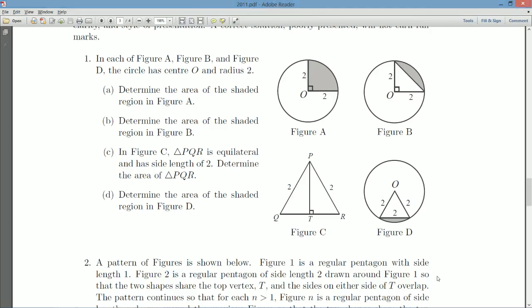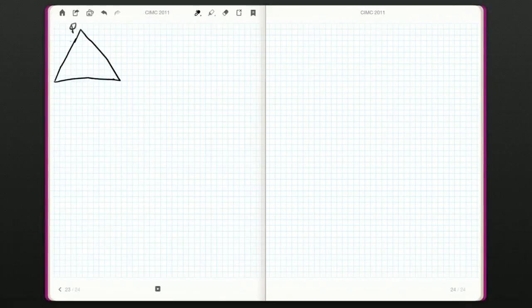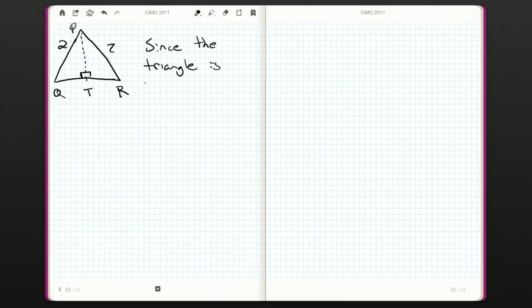Okay. So let's go back to our little sketch pad. In the diagram that they provided in figure C, they actually provide us the height that we should be looking for. So I think it was PQR. And they gave us this little line here, meeting down here at T. And this is the height that we would want. If we could figure out what this base is and what this height is, we'd be able to figure out the area of the triangle. We know the side lengths are 2.